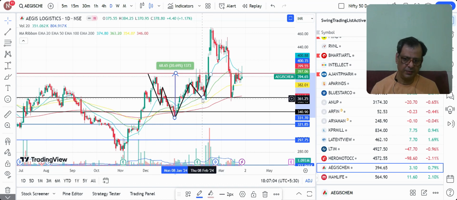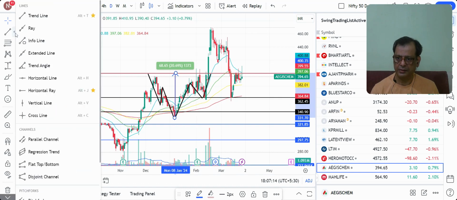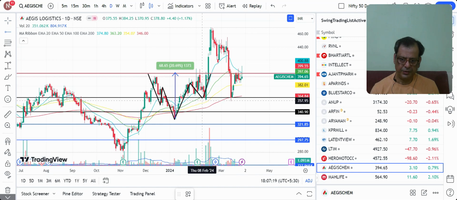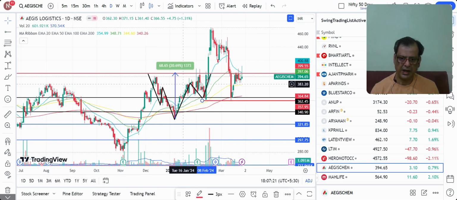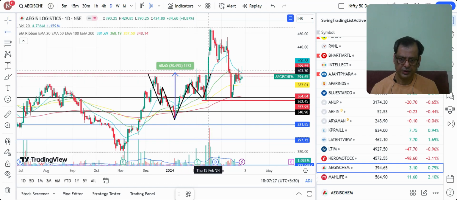Your stop loss will be below this shoulder here. Okay, your stop loss is going to be somewhere below this shoulder, and your entry point will be somewhere here above the neckline. I'm going to make it green.